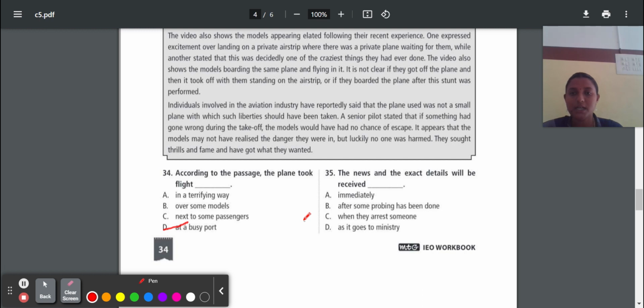Question number 35. The news and the exact details will be received dash. Option A, immediately. Option B, after some probing has been done. Option C, when they arrest someone. Option D, as it goes to ministry. Answer for the question is A, immediately.